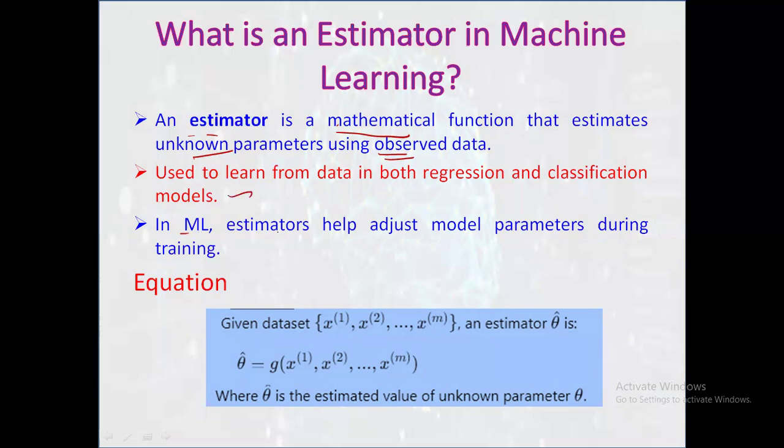In machine learning, the purpose of using an estimator is to help adjust the model parameters during training. Let us take this example. If the given data set consists of x1, x2, x3 up to xm, and an estimator theta cap is given by g of x1, x2 up to xm, where g means a function of x1, x2 up to xm, and theta cap is the estimated value of the unknown parameter theta. Theta is the unknown parameter, and theta cap is the estimated value.